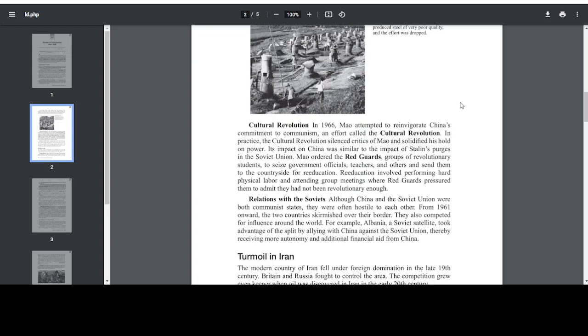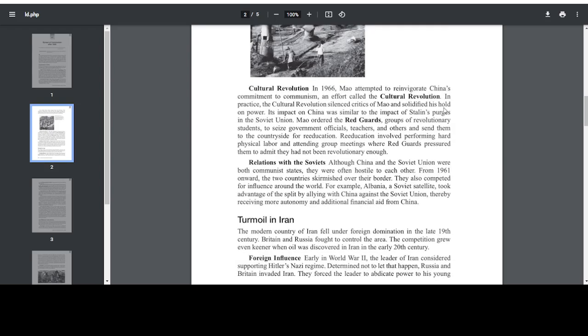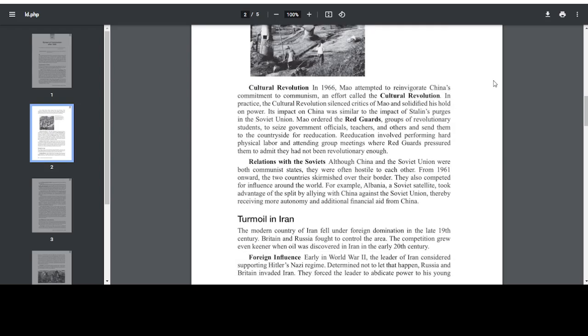Cultural Revolution. In 1966, Mao attempted to reinvigorate China's commitment to communism, an effort called the Cultural Revolution. In practice, the Cultural Revolution silenced critics of Mao and solidified his hold on power. Its impact on China was similar to the impact of Stalin's purges in the Soviet Union.